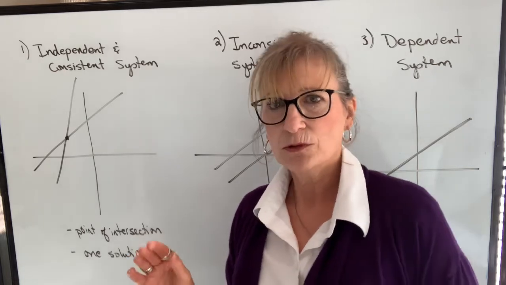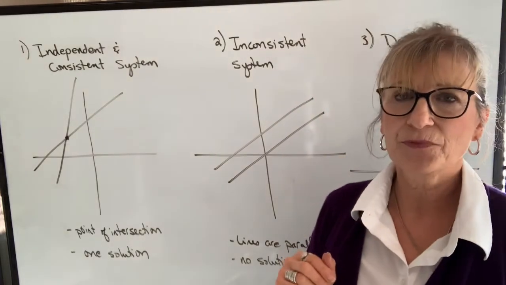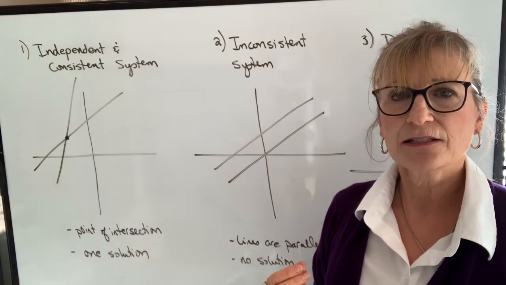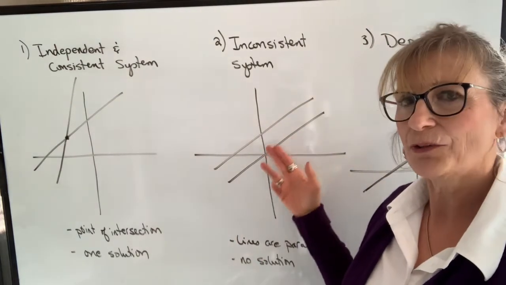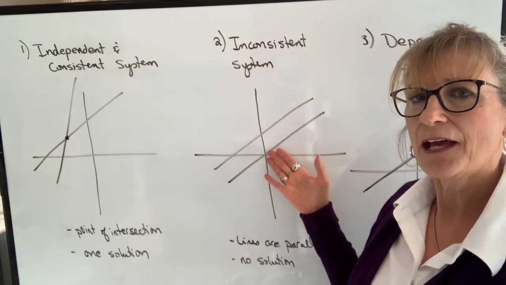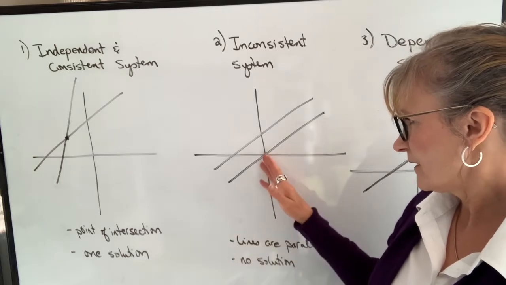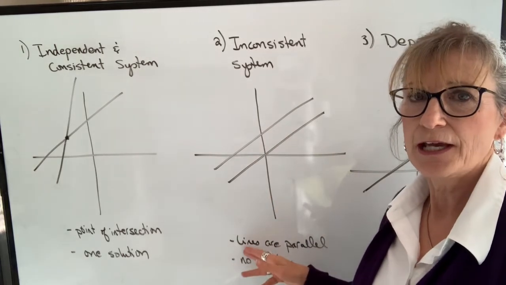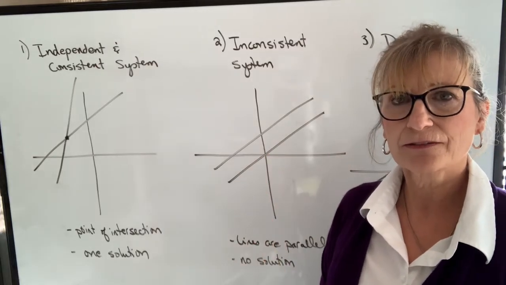However, it's possible to have an inconsistent system. An inconsistent system, if we think of it graphically, means that the lines will never intersect. It means there's no solution, and that happens if we have parallel lines. So you could encounter a system where there is no solution, and that would be explained by the fact that they're parallel lines and they will never intersect.